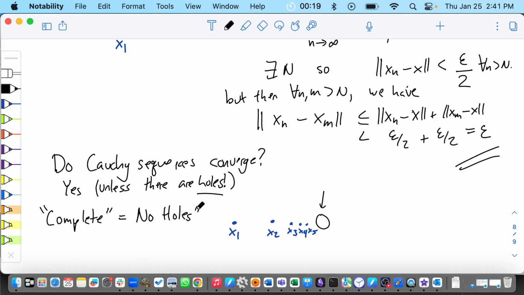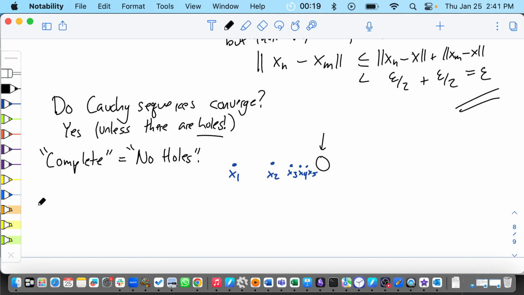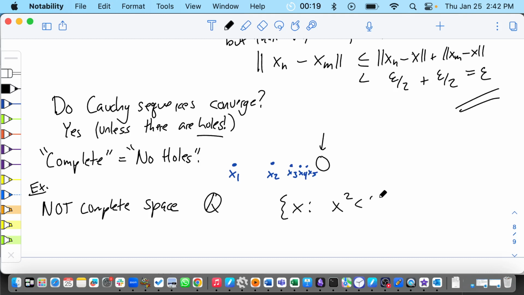No holes. Let's do some concrete examples. This will be a good one. Can anyone think of a space that does have a hole? Yeah, the rational numbers are famous for having holes. So a really good example of a not complete space is the rationals, Q. For example, if you look at the set of x such that x squared is less than 2, okay, let's not call them x, let's call them q, so we remember they're rationals. Q such that q squared is less than 2, this is a subset of the rationals. All the rational numbers that have the property that when you square them, it's less than 2.